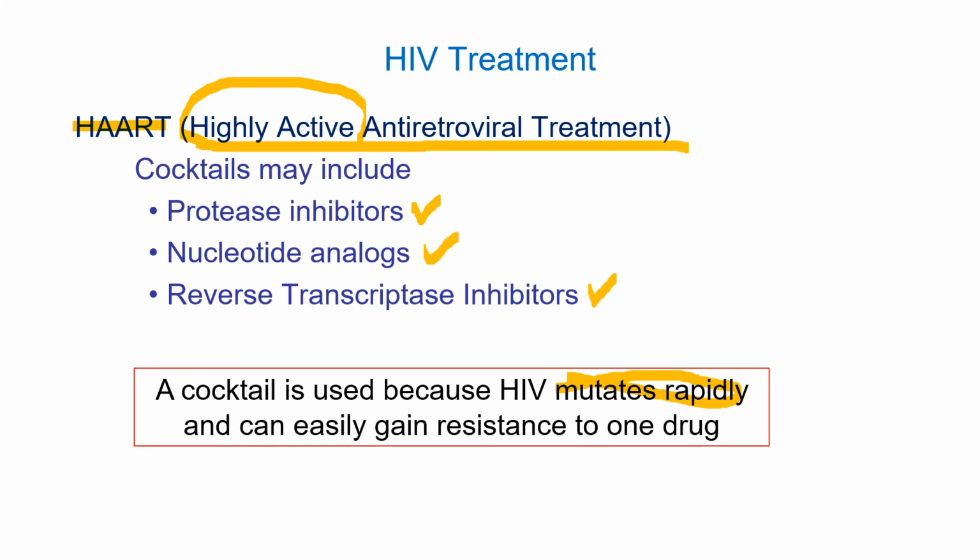So we use multiple drugs because we don't want the virus to become resistant to one drug. If it becomes resistant to one drug, it becomes useless. So we kind of hit the virus at different angles with different drugs to try to prevent any mutants from arising and becoming resistant.